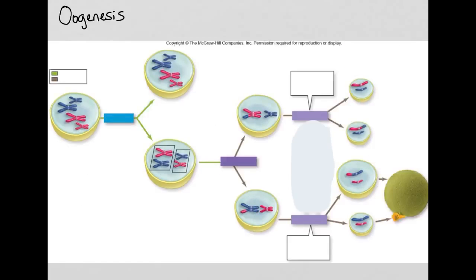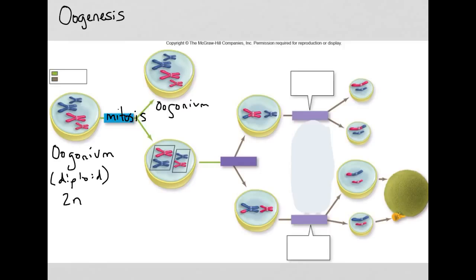All right, now we'll look at oogenesis, which is production of the egg or ova. All right, so here we are in the ovaries. This is the germ cell, and it's called the oogonium. Okay, and it is diploid, 2N. In the ovaries, these cells can go through mitosis to make more oogonium, or to make a primary oocyte.